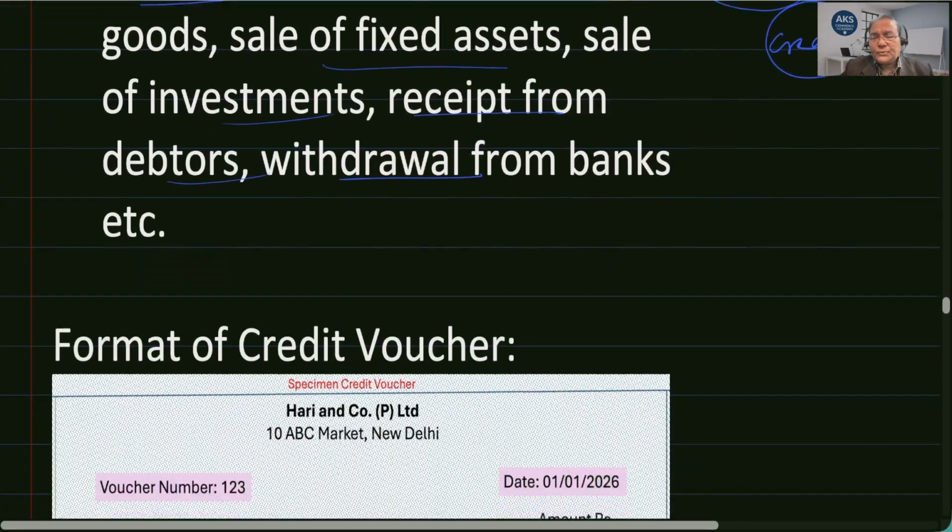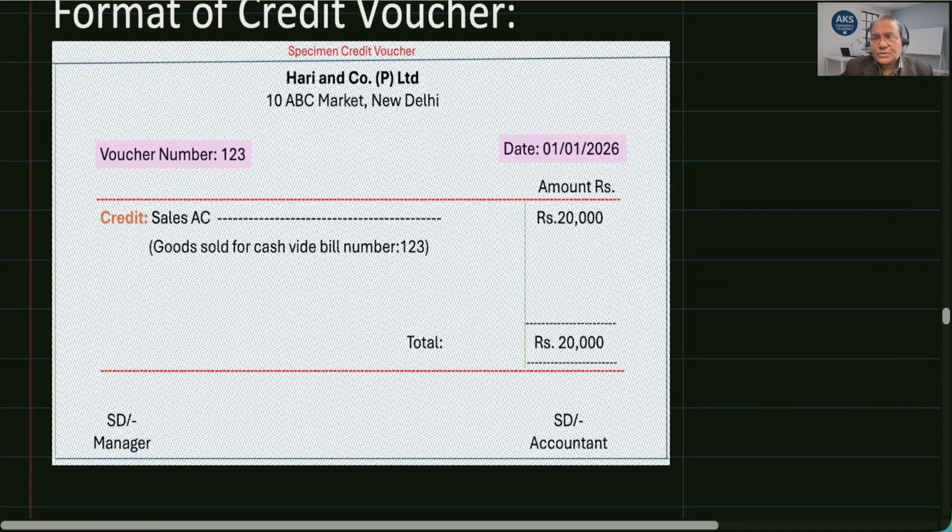Now coming to the format of a credit voucher for cash received. So let us say, as I said, it is a credit voucher. Cash is not mentioned there. Which account is to be credited is mentioned. Against what we have received the cash is what is entered in the credit voucher. So the sales account is credited for sales done, and this is the amount. Goods sold for cash by bill number, this much. So this is 20,000 rupees, and this is the signature of a senior person, the manager, and this is the accountant's signature.